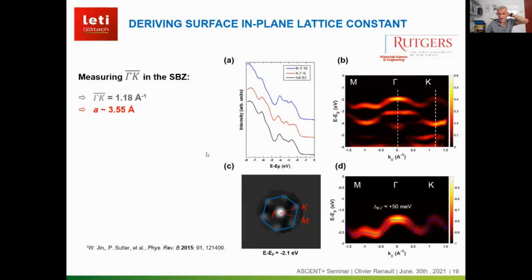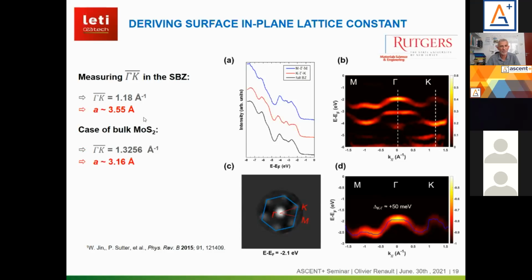Besides this effective mass, you can derive the in-plane lattice constant just by measuring the momentum separation at the K point and the gamma point. This momentum separation is related by a more or less direct relationship to the in-plane lattice constant. In this particular case of molybdenum disulfide, we find an in-plane lattice constant of 3.55 angstrom, which is significantly larger than the bulk case, which means that our film is somehow in expansion as deposited onto the silicon substrate. So you have an intrinsic strain or stress of your molybdenum disulfide domain as deposited on the substrate.